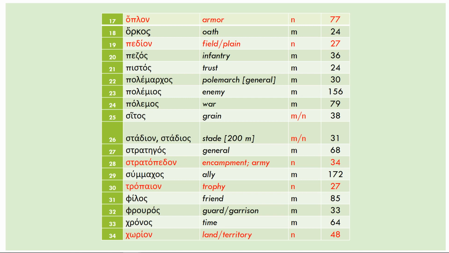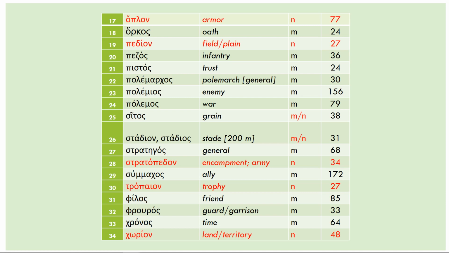Okay, going back up, sitos is grain, and notice I have it labeled masculine or neuter. It's usually masculine in the singular. It's often neuter, sita, in the plural. Stadion, stadios occurs either masculine or neuter. Usually it's neuter. And this is a stade. It's a distance of measure equivalent to about 200 meters. And the winner of the stade race at the Olympics always had great glory and got to name the 4-year period after him. So this was the most famous race. But it was also a nice unit of measure that you'll see quite often.